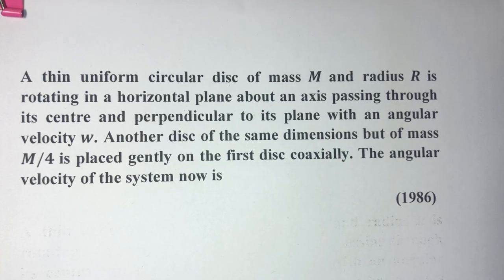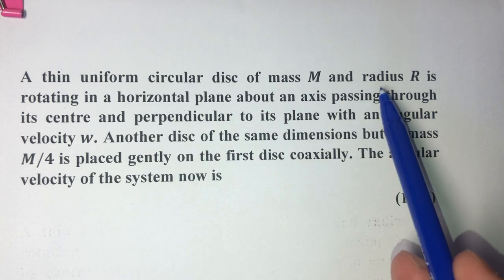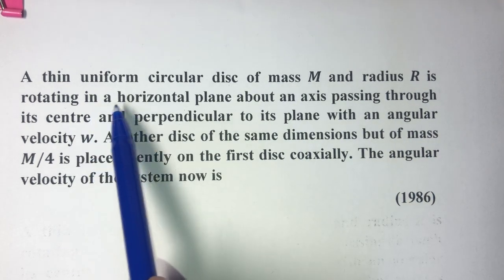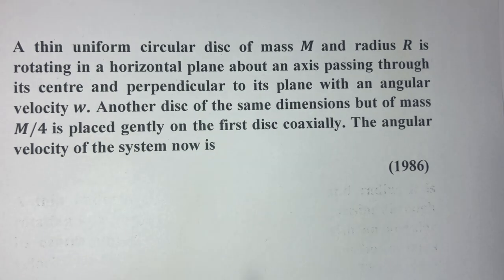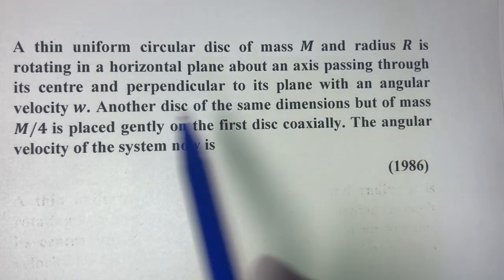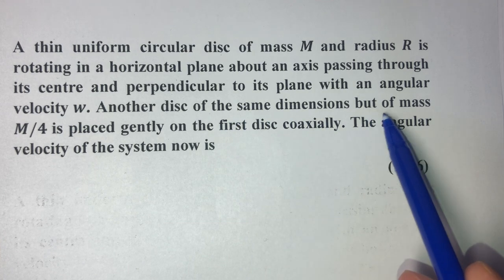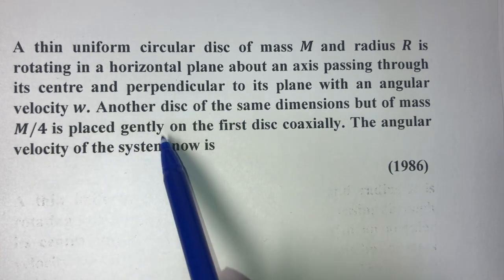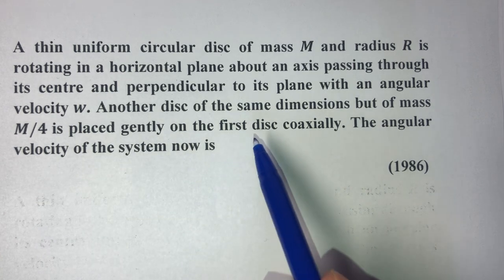Hello friends, today's question. A thin uniform circular disk of mass m and radius r is rotating in a horizontal plane about an axis passing through its center, perpendicular to its plane with an angular velocity omega. Another disk of same dimension but of mass m by 4 is placed gently on the first disk coaxially. The angular velocity of the system now is.